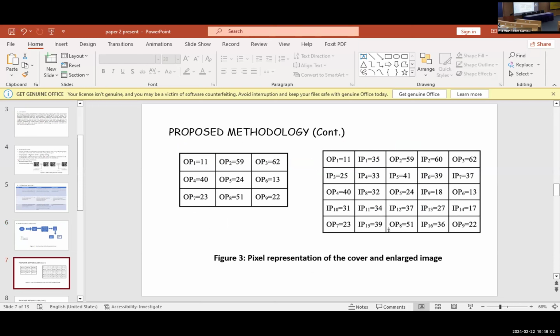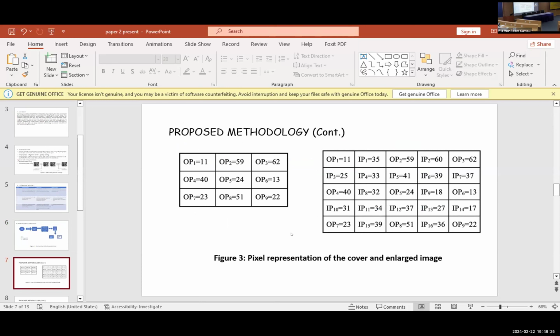It gets enlarged into size 5x5. Basically, OP is the original pixel, IP is the inserted pixel. We get the inserted pixel by averaging the adjacent nearby pixels. So IP1 is calculated by averaging OP1 and OP2. In the same way, IP2 is calculated by averaging OP2 and OP3.